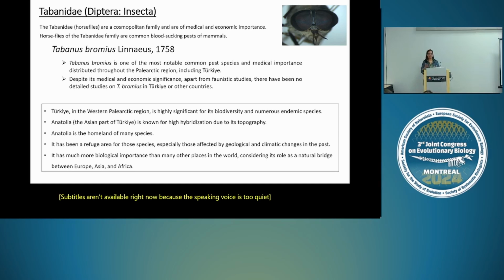Turkey, in the West Palearctic region, is highly significant for diversity and numerous endemic species. Anatolia is known for high hybridization due to topography. It is the homeland of many species and a refuge area for species affected by geological and climatic change in the past. It has much more biological importance than many other places in the world, considering its role as a natural bridge between Europe, Africa, and Asia.